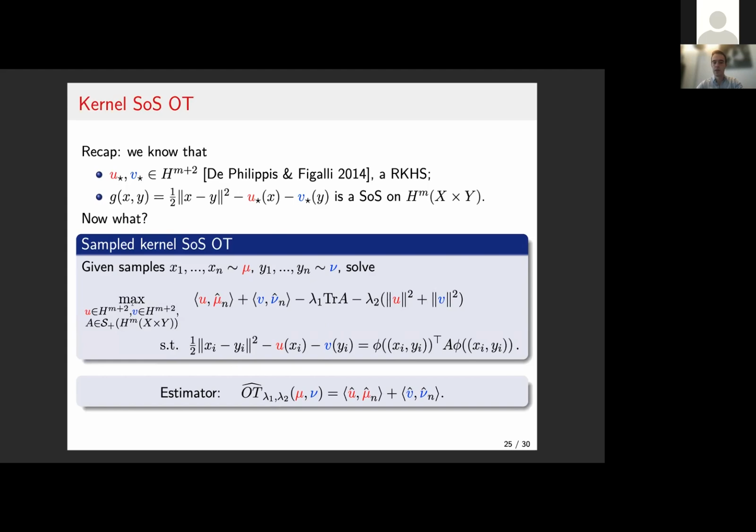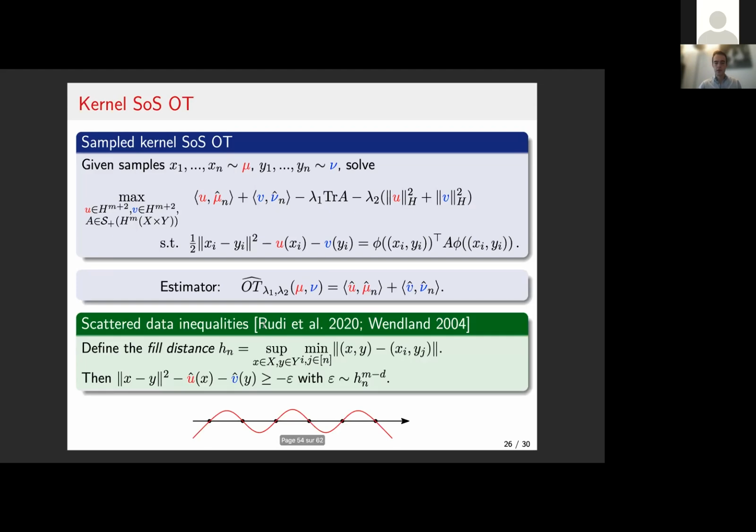We take u and v to be in the RKHS, and we add two regularization terms because we're working in an RKHS, and so we need to control our functions to ensure that they have a finite expression. So we regularize the functions using the squared norms and the sum of squares using the trace of the operator. We're going to solve this problem, and the estimator we're going to consider is just the empirical counterpart of optimal transport, where we evaluate the estimated potential against the sampled measure mu, and the same for v and nu hat. Now what we'll show is that this estimator has nice rates, and that this can be solved efficiently. So why do we do that?